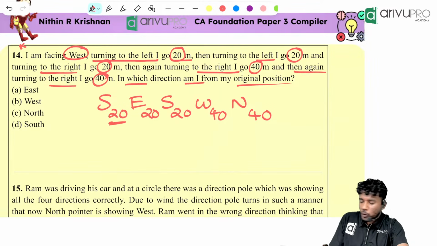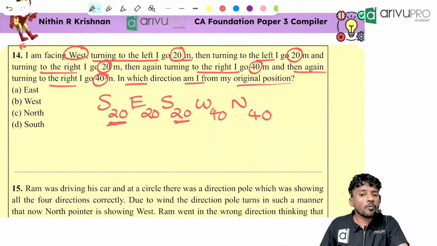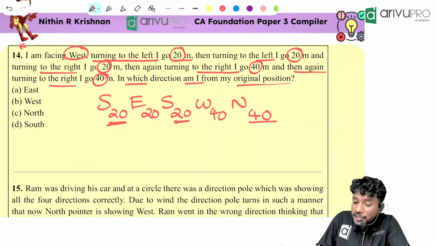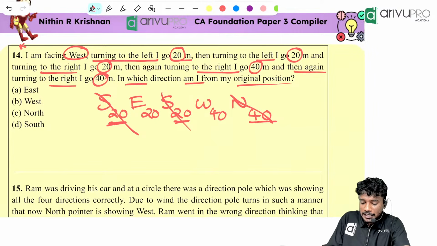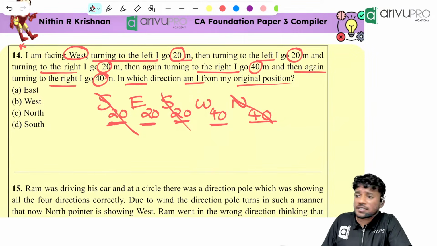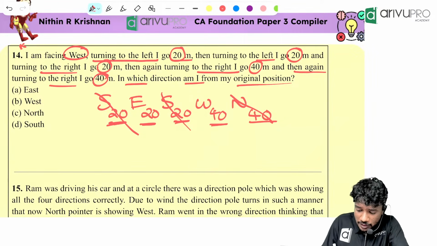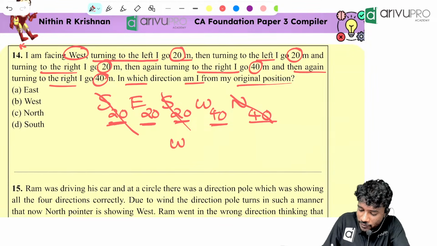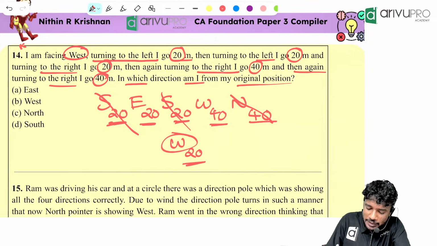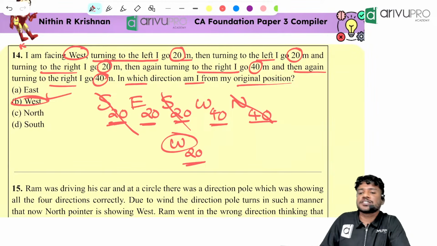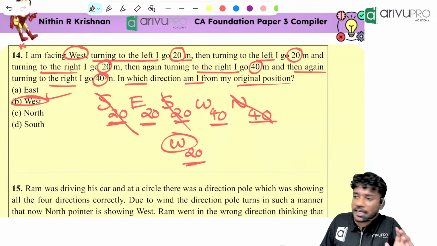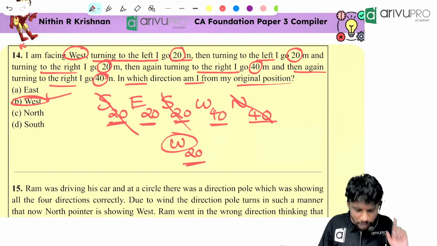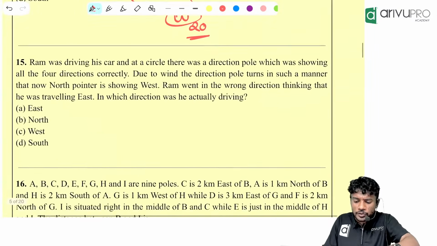People, south 20 will become what? South 40. And north 40 will get cancelled. Okay. Then east 20 and west 40 are opposite. Who is bigger? West is bigger. How much is the value? 20 is the value. But we only require the direction. Which direction is it? West. Option B is our answer. Very, very direct question. I hope everyone got it. If so, going to the next one.